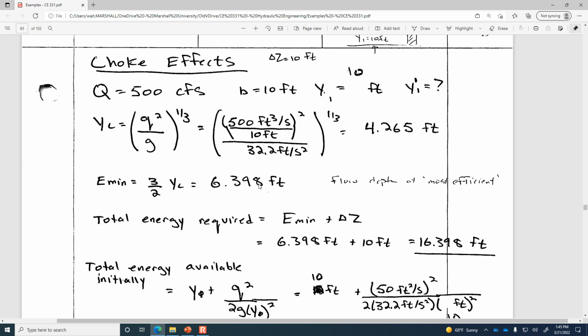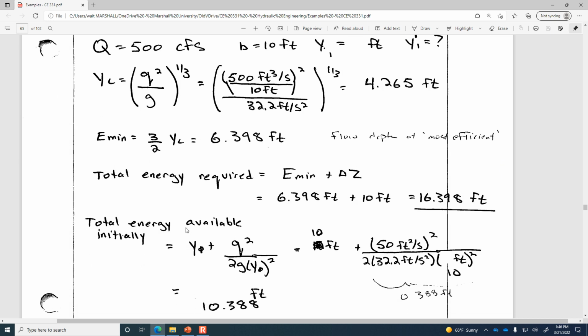So 6.398. And the total energy to get over the obstruction is going to be the 10-foot delta Z plus this minimum specific energy. So we have to have enough specific energy so that we've got 16.398 feet at 2. And we look at how much energy was there originally before we put that choke into place. Well, if we add together the depth and the velocity head, and here, I guess I could have done the velocity head as v squared divided by 2g. I don't know why I had to do it this fancy way. I guess maybe just to get some practice with flow per unit width squared divided by 2g y squared. So there was only 10.388 feet of energy at 1.